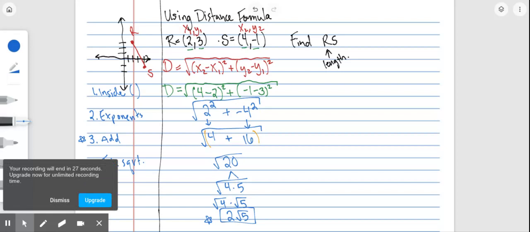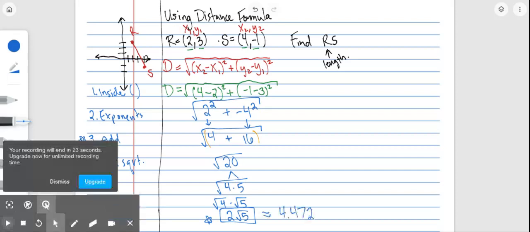That's the distance. If you did it as a decimal approximation, you would have gotten 4.472. Of course, there are more decimals; I just rounded to the third decimal place. So both of these are great answers. I like to use the radicals, but you do not have to. Okay, seen it in action. Good job.